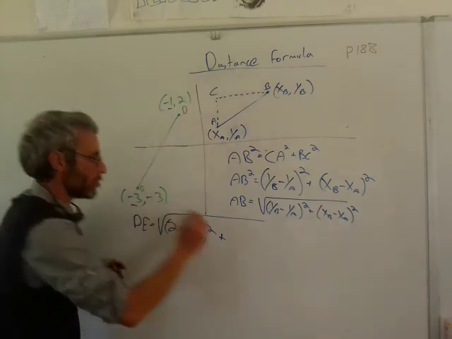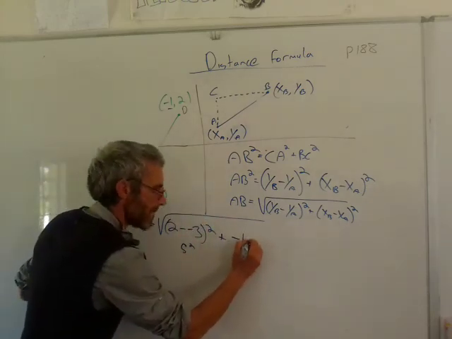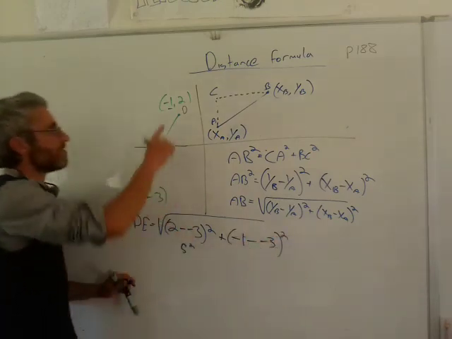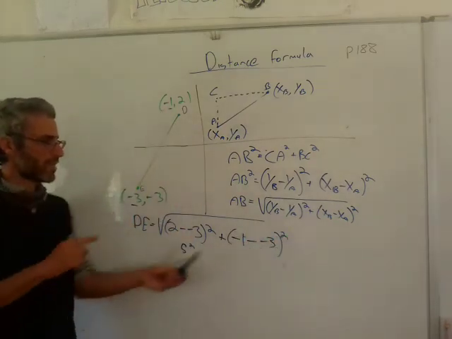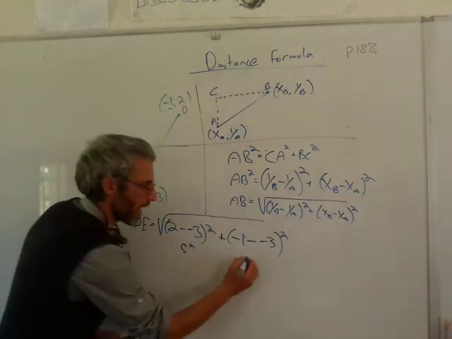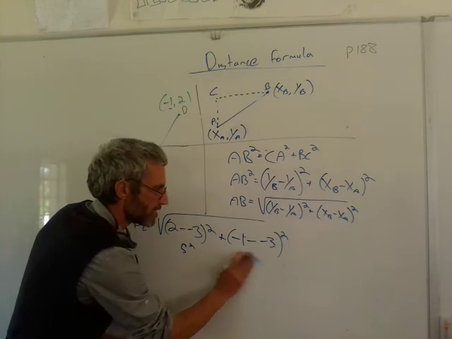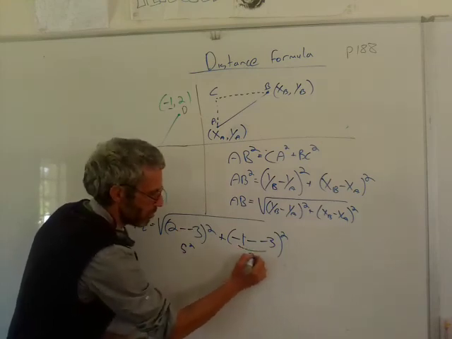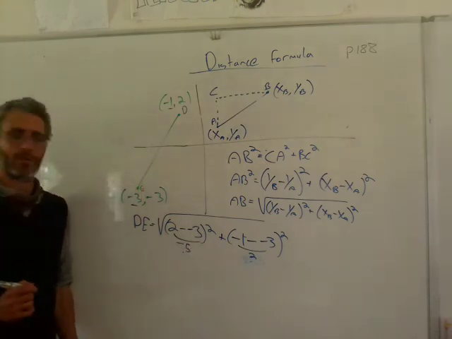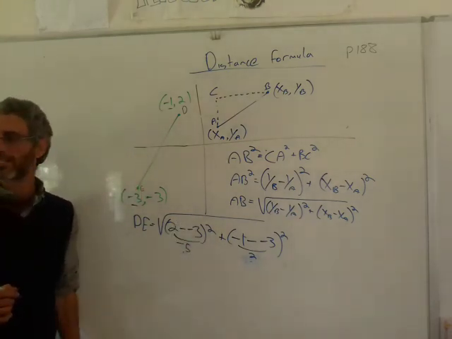Or the way I would do it, minus 1 minus minus 3. The difference between minus 1 and minus 3 is minus 1 minus minus 3, which is 2, squared. That will be 2, but it doesn't matter. And the other one will be minus 5. And as you say, James, it doesn't matter because we're squaring it anyway.